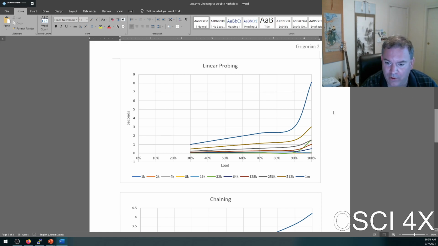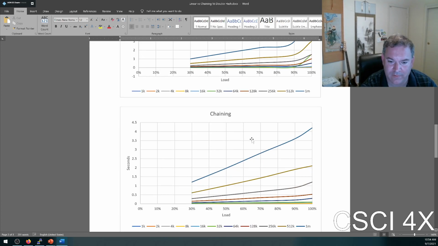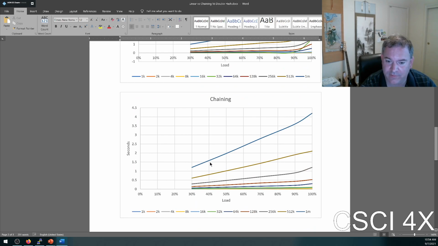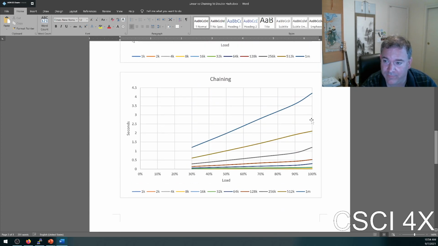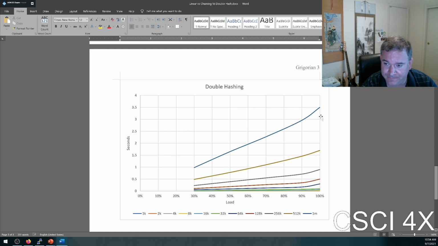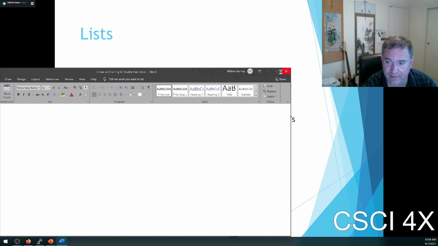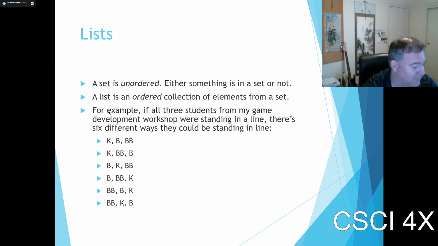So you can see here linear probing has this kind of hockey stick graph at 90% load, or up to 99% load, and it's a worst case runtime of 8 seconds. Chaining, the worst case runtime is 4 seconds, so chaining is a lot more consistent, I suppose, in his implementation. And then double hashing, worst case is only 3.5 seconds, which is even faster than chaining. It's a bit odd, but there you go. So that's his data, and his analysis makes sense from that perspective.